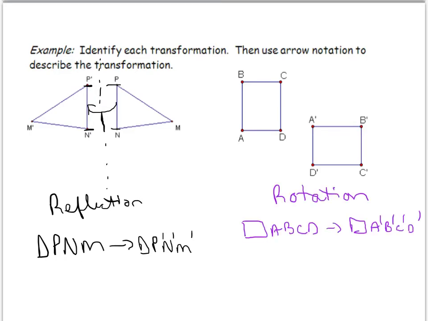All right, you guys, for this next one, you should have realized that this was a rotation. It is a turn around a fixed point, and we went from rectangle A, B, C, D to rectangle A prime, B prime, C prime, and D prime.